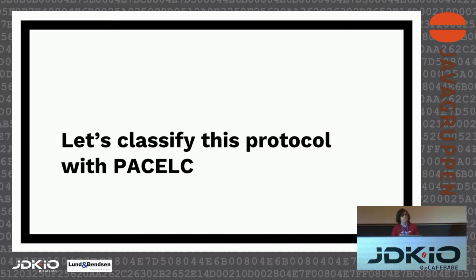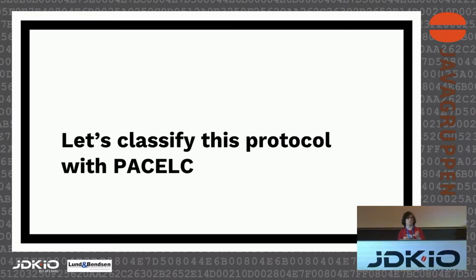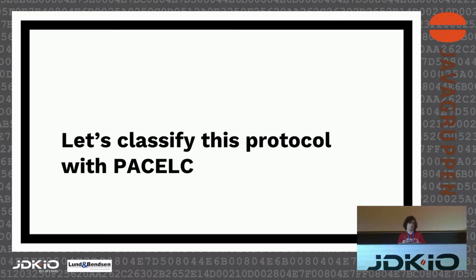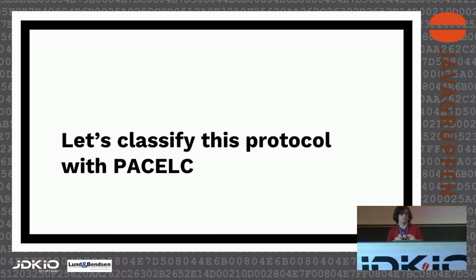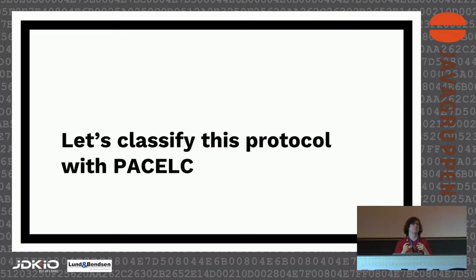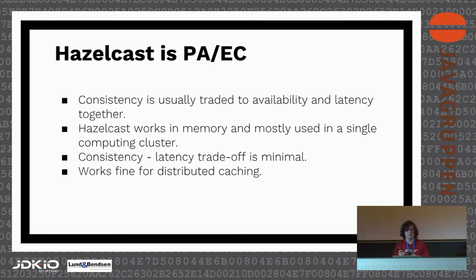So this is more or less the basic explanation of how the core protocol works under the hood. Now let's classify this protocol in terms of the principles we talked about before. I will just use the PACELC principle here because it already covers what the CAP theorem talks about. Based on the PACELC principle, Hazelcast is PA/EC. It means it is available during network partitions, and it is consistent during normal operation.